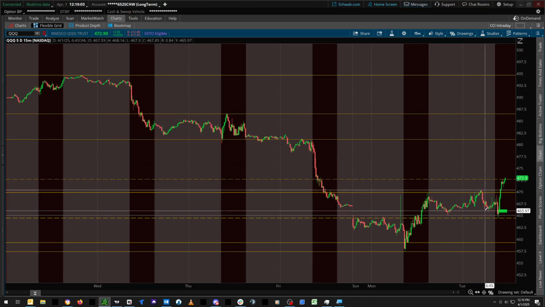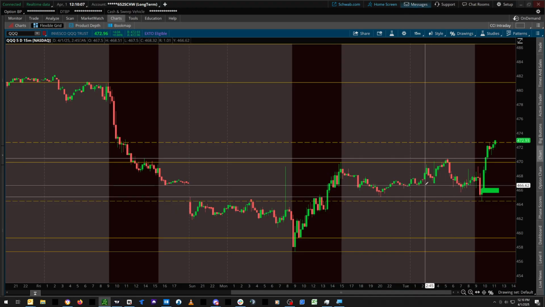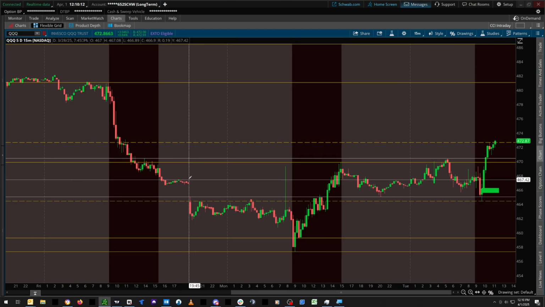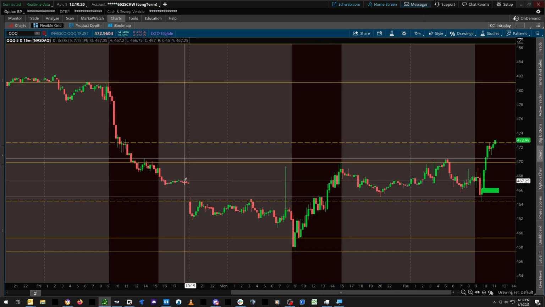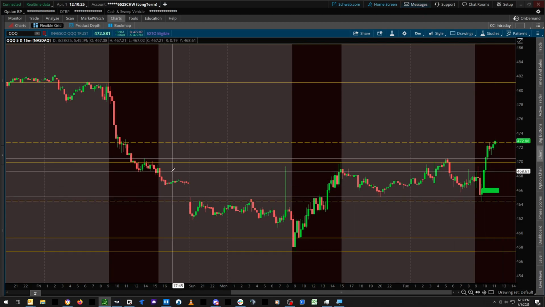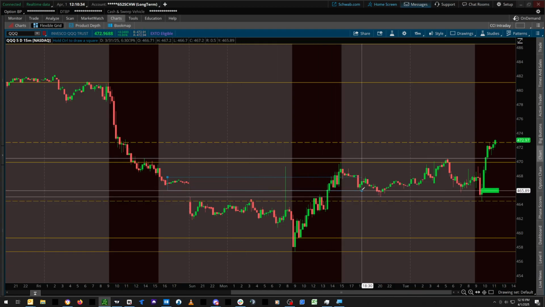So, let's talk about more markups. The other thing that we want to see, and you've got to lean back and look at the chart, are consolidation patterns. Notice, and I'm going to draw a rectangle here to outline this. You see where I am here. Come across.